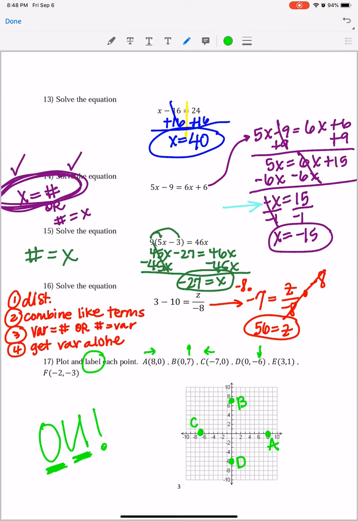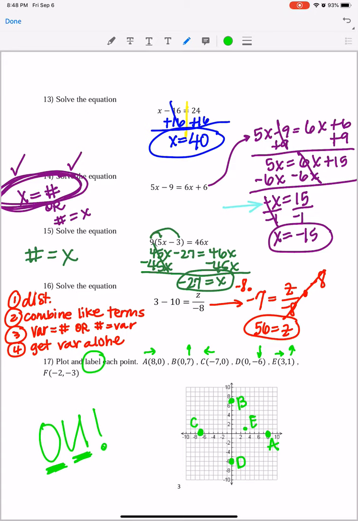Now E and F, I'm moving in multiple directions. So E, over, side to side before up or down. Positive 3 means I'm going to the right 3. And then positive 1 means I am going up 1. So from the origin, we're going to the right, 1, 2, 3, and then up 1. This is point E.